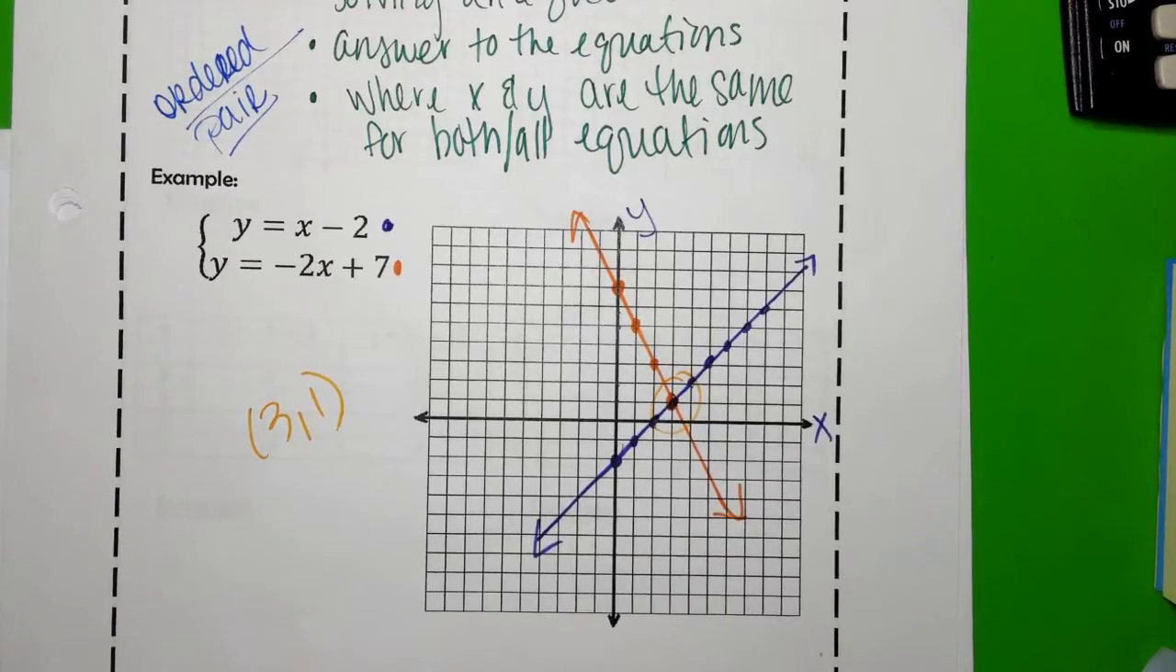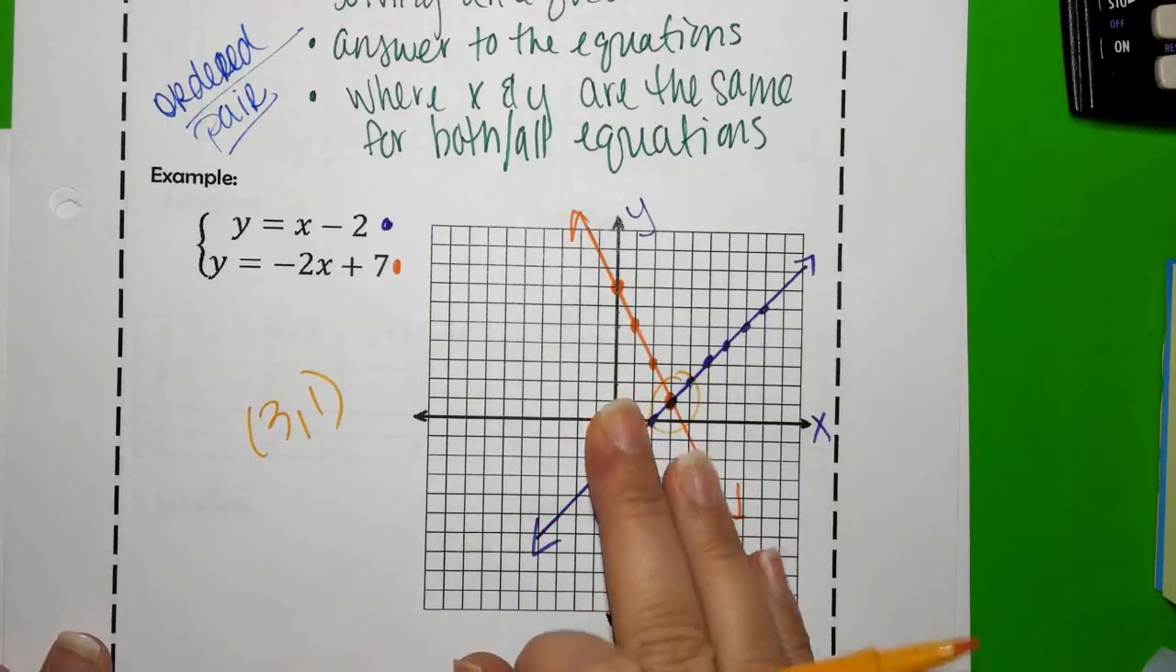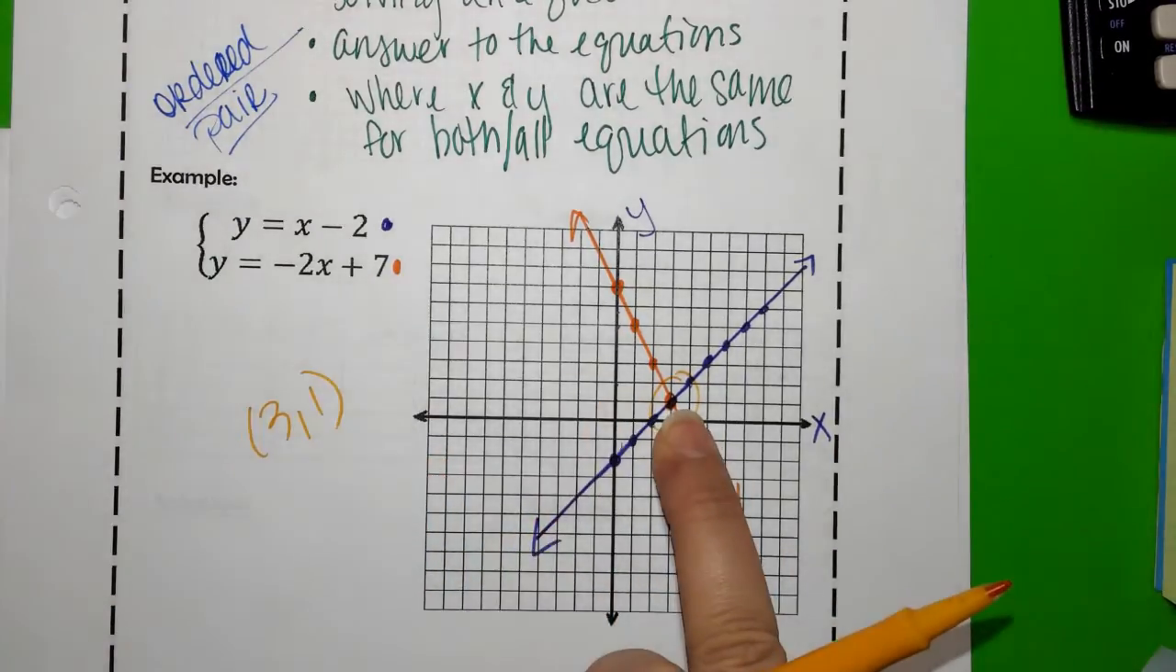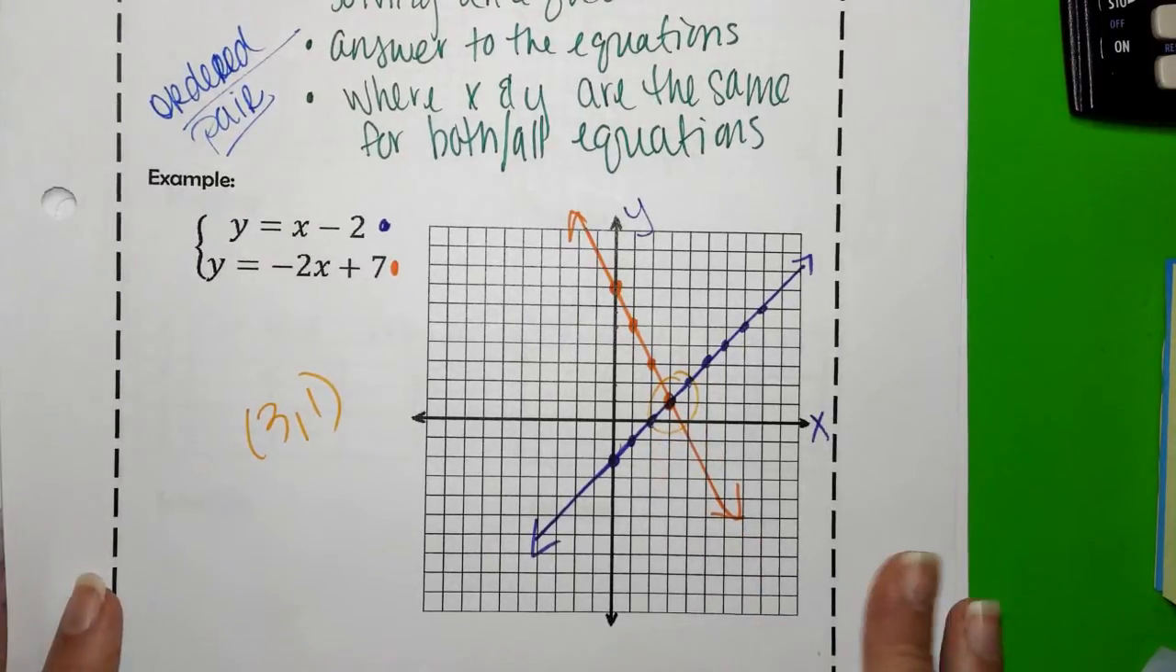So what we're going to be working on today is figuring out what our solutions are by where they cross or by looking at a table, and then we're going to graph. Easy peasy? All right.